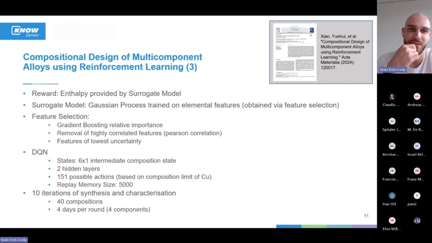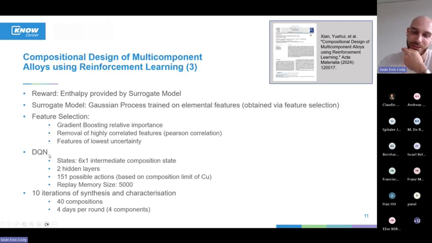And again, reiterating that the reward was the enthalpy, or delta enthalpy, the change in enthalpy provided by the surrogate model. The surrogate model itself was a Gaussian process trained on elemental features, which were obtained via feature selection. So maybe starting from the bottom here, the features of lowest uncertainty were chosen after removal of highly correlating features using the Pearson correlation, and also using gradient boosting and looking at the relative importance of features.